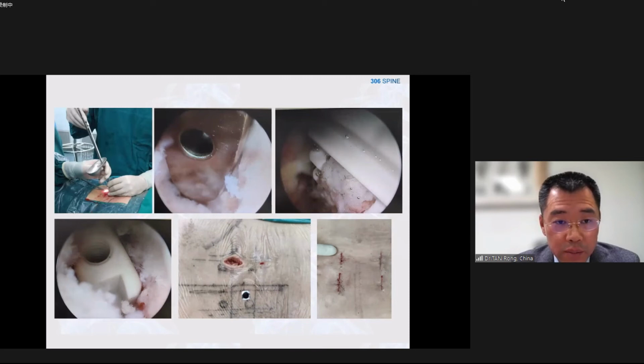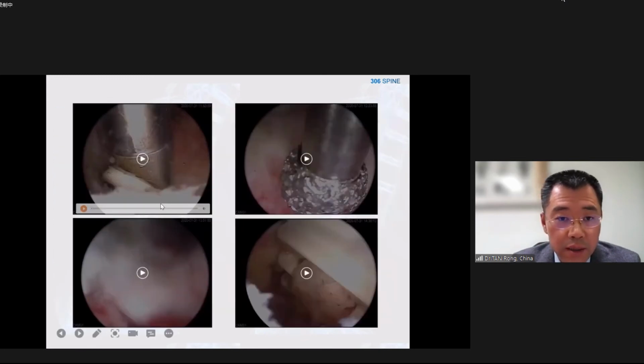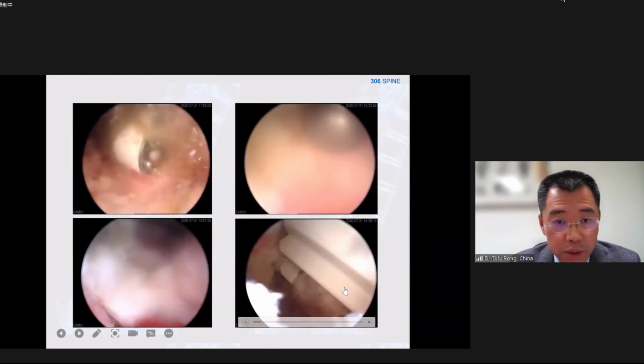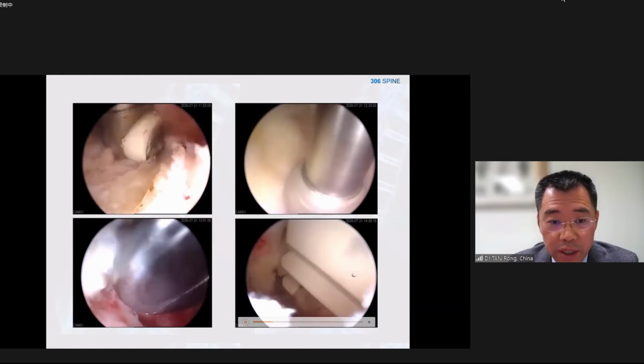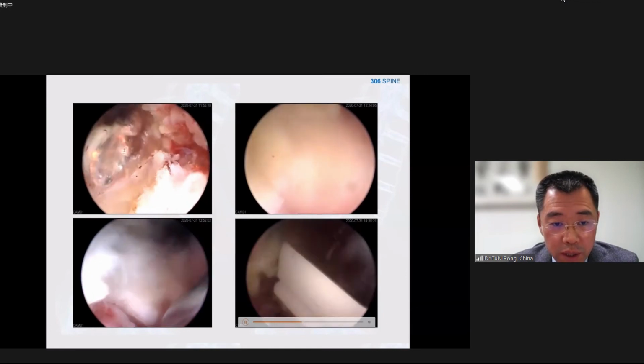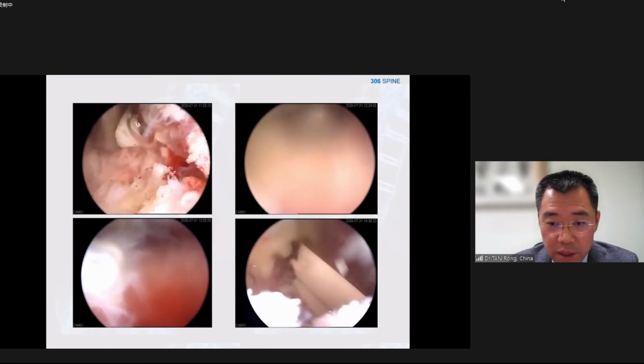These are the pictures of bone grafting, trial, and inserting the cage, and also the incisions after the percutaneous pedicle fixation. These are the videos during the operation, showing making the cavity, decompression, removing the disc, and inserting the cage.